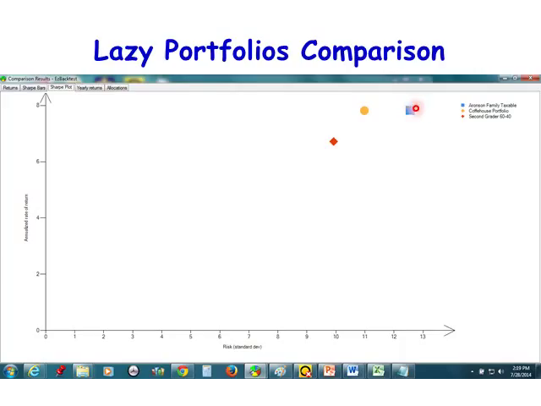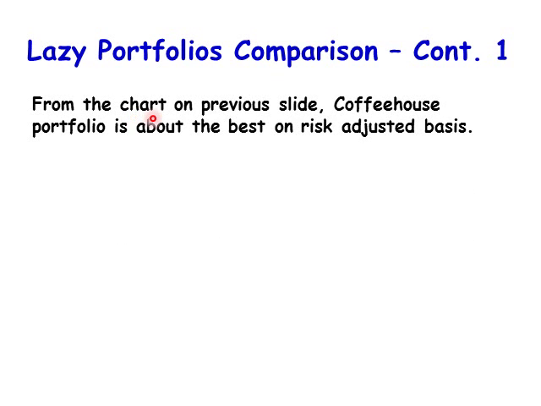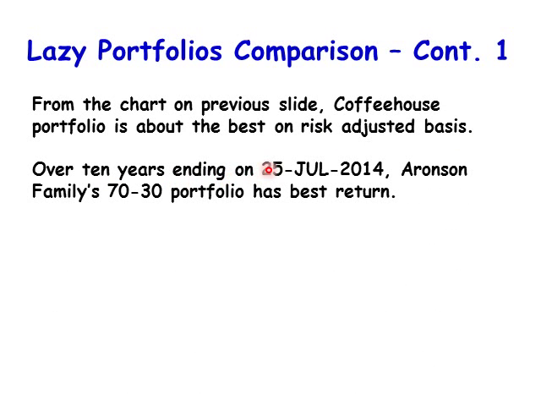On a 10-year basis, Arnson Family, which is a 70-30 portfolio, has better returns, and Coffee House, which is 60-40, has a better risk situation here. Okay, let's continue. From the chart on the previous slide, Coffee House is about the best on a risk-adjusted basis, and over the 10-year period as of July 2014, Arnson Family, the 70-30 portfolio, has the best return of the three we compared.